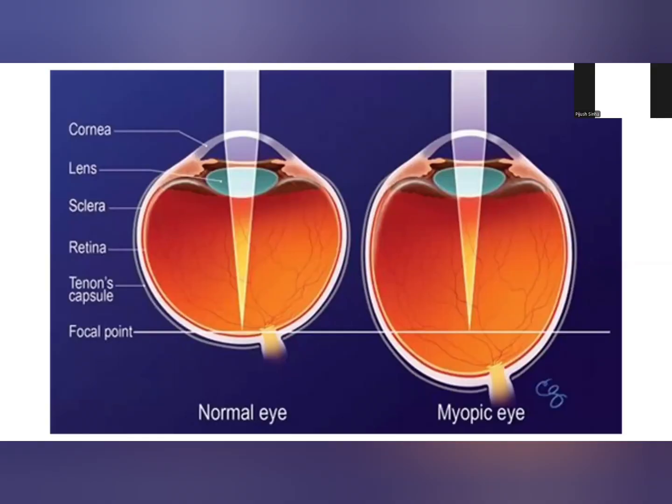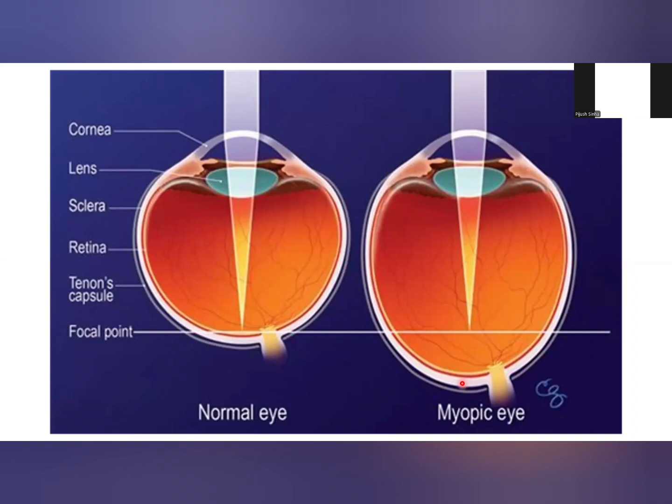So let me put the pointer. Yes. So here you can see two pictures. This is the cross-sectional diagram of a normal eye, and this is the cross-sectional diagram of a myopic eye. You can see this myopic eye is quite elongated. This is why light rays are getting focused in front of the retina and are not able to focus on the retina.